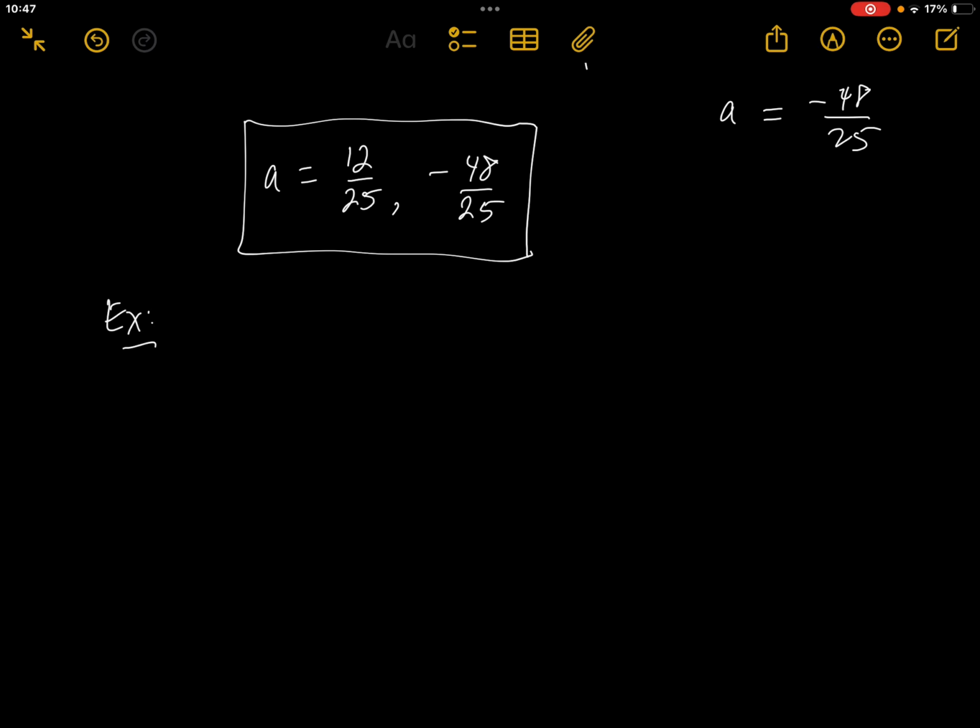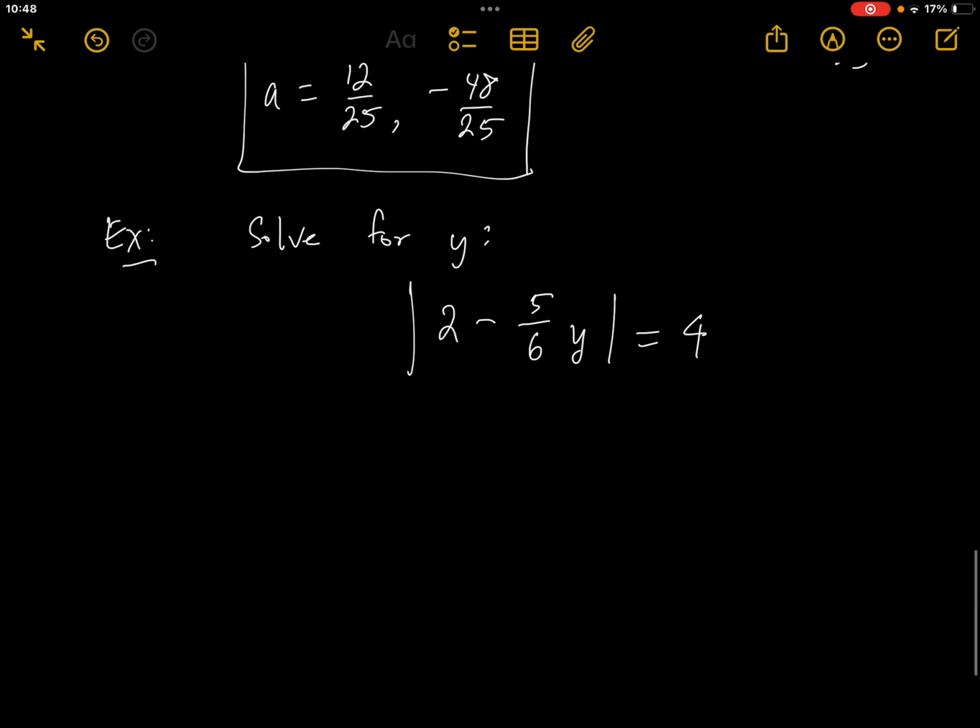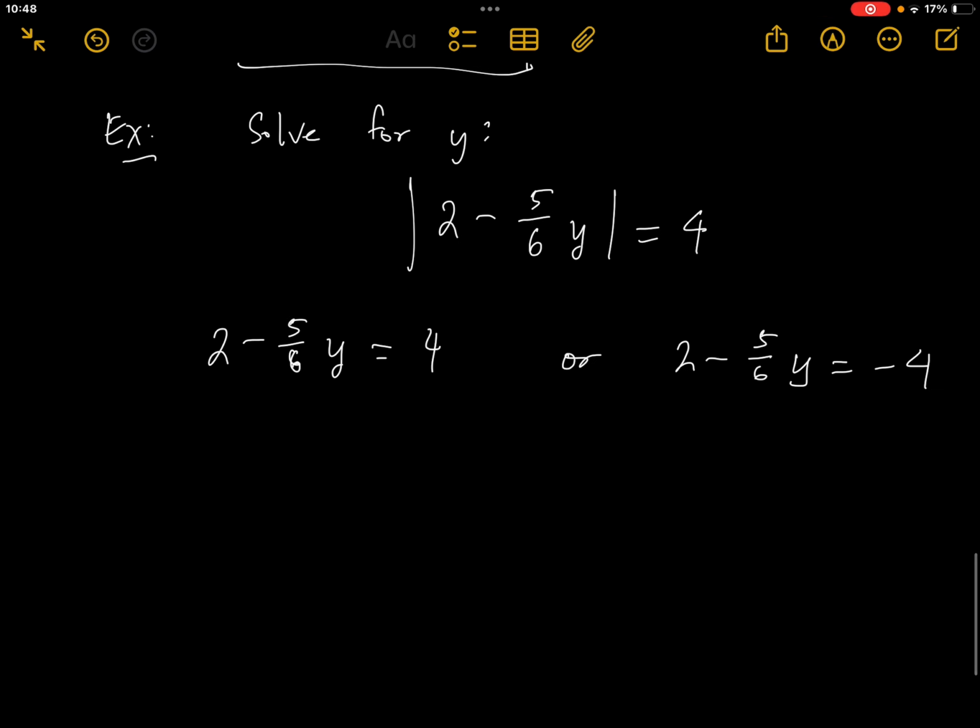Solve for y: the absolute value of 2 minus 5/6 y is 4. Hopefully we all know what the first step is. 2 minus 5/6 y is 4, or 2 minus 5/6 y is negative 4.